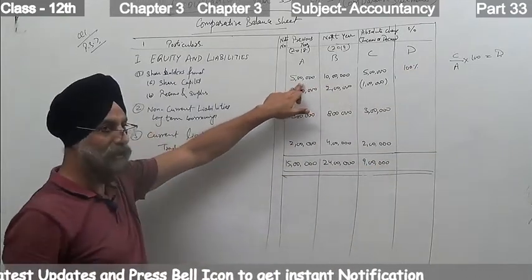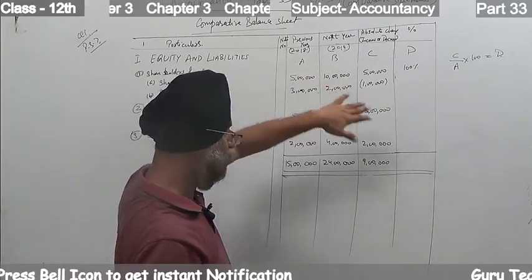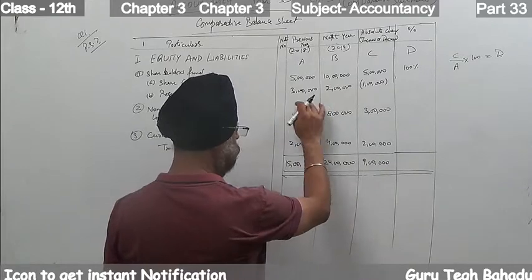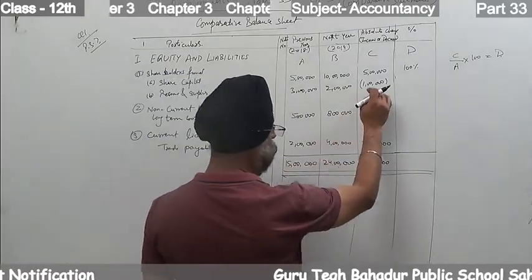पहले 5 lakh वैल्यू थी, करंट ईयर में 10 लाख हो गई. मतलब 5 लाख इंक्रीज हो गए और इसका परसेंटेज 100% है. The same way see the next, reserves and surplus. It is decrease by rupees 1 lakh.